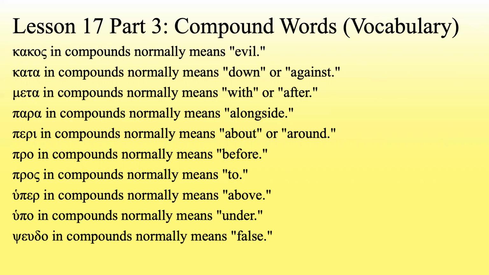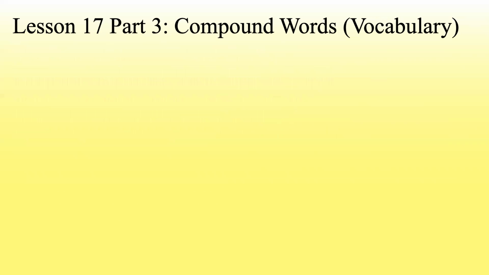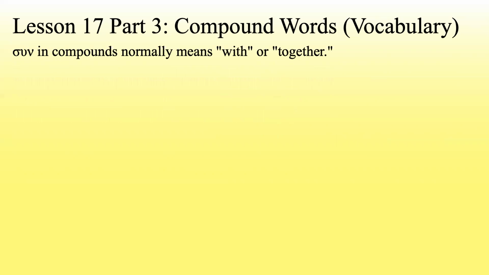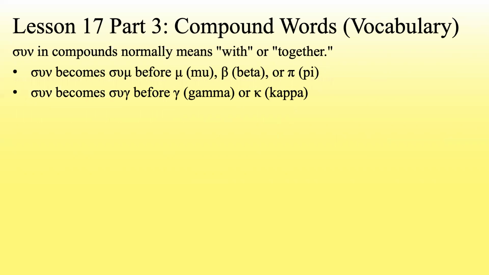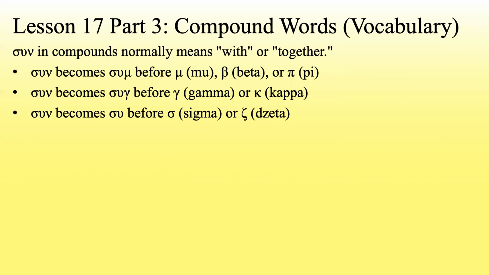Pseuda, false. Like pseudonym, a false name, or we even use this in English sometimes, putting pseudo in front of something to mean sort of fake, that kind of idea. And then sun means with or together, and this also has some morphophonemic things going on. Sun becomes sum before a mu, beta, or pi. Sun becomes sung before a gamma or a kappa. It becomes just plain su before a sigma or a zeta, and it becomes sul before a lambda. So that nu is going to become like the letter that's after it.